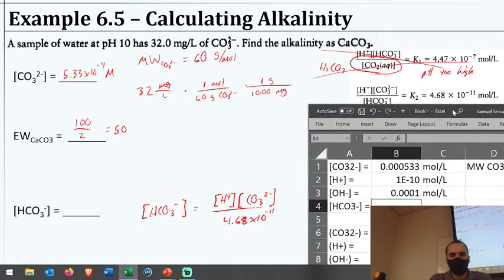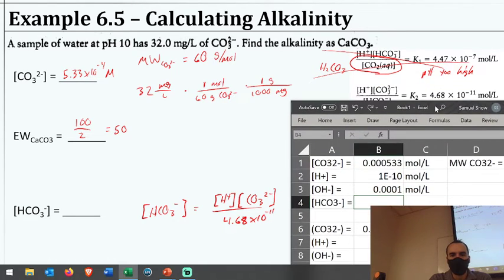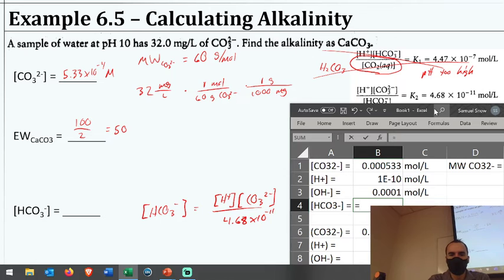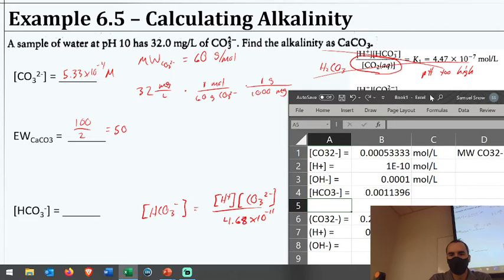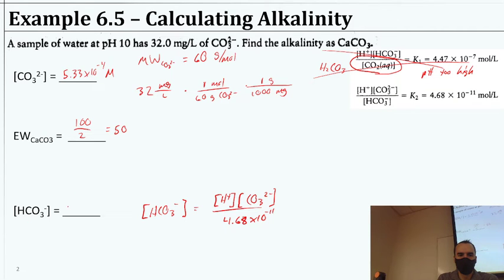So I've got some of the stuff happening here already. What I want to do here is say that's going to be equal to H plus times CO3 2 minus divided by 4.68 times 10 to the minus 11th. Okay, and that should be that many moles per liter. 1.14.